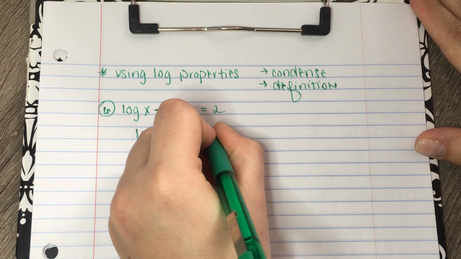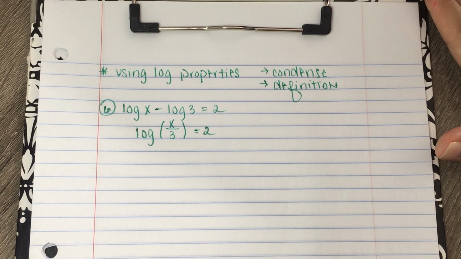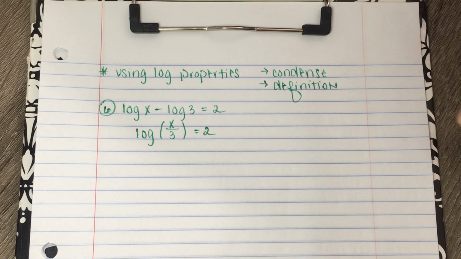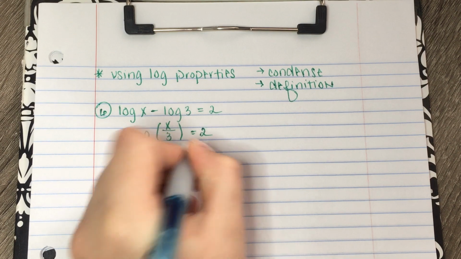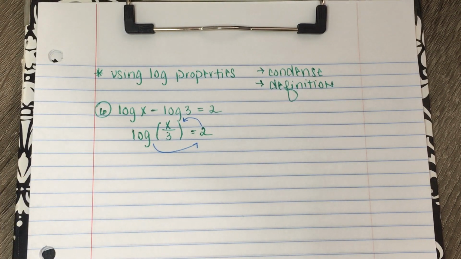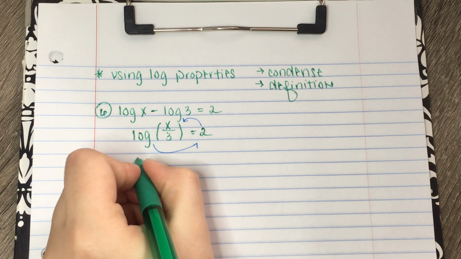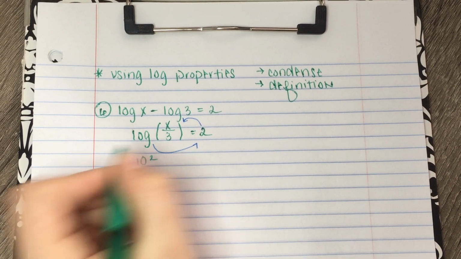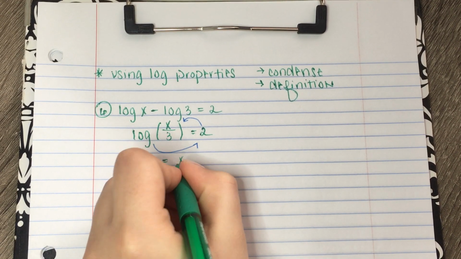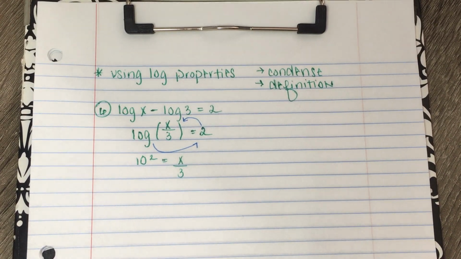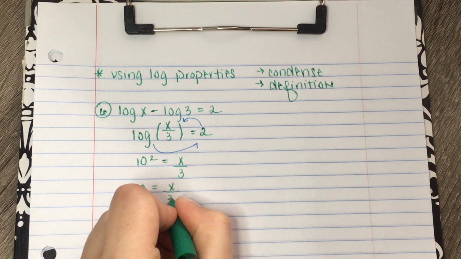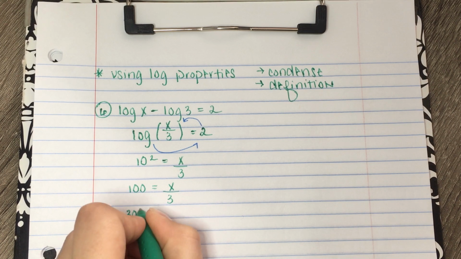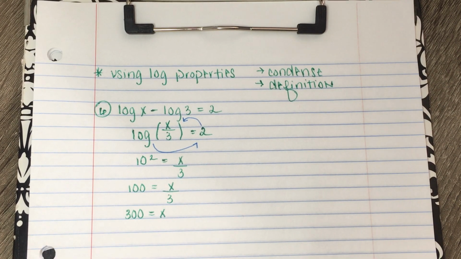And those of you who remember that, that is your quotient property. And then now that you've condensed to one log and a number on the other side, then you could use the definition and you can scoop and loop around. So now I have 10, because it's a common log, squared is equal to x over 3. And then 10 squared is 100. And then solving for x, multiplying both sides by 3, I get 300 is equal to x.